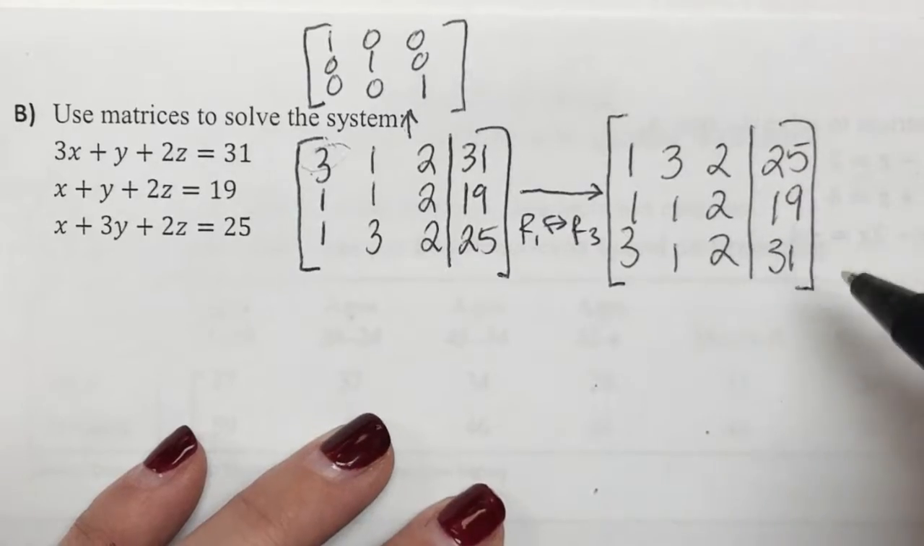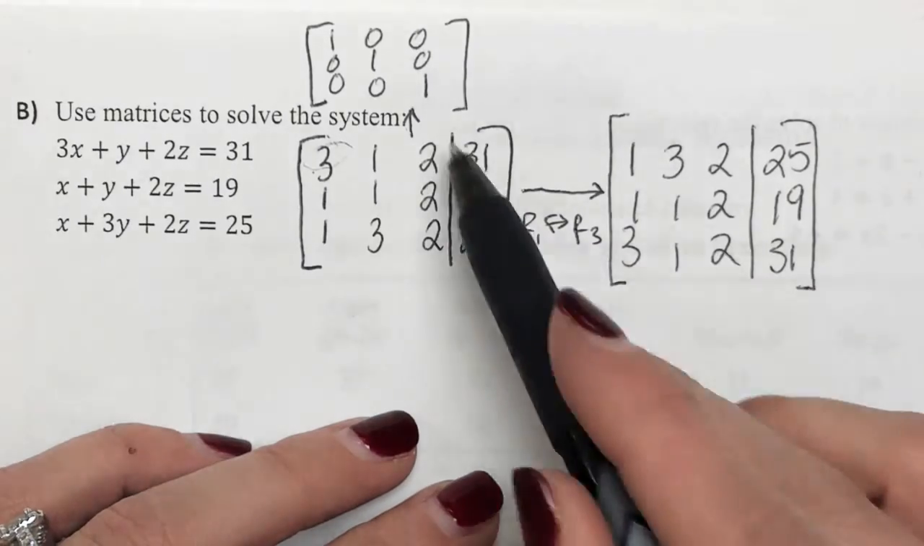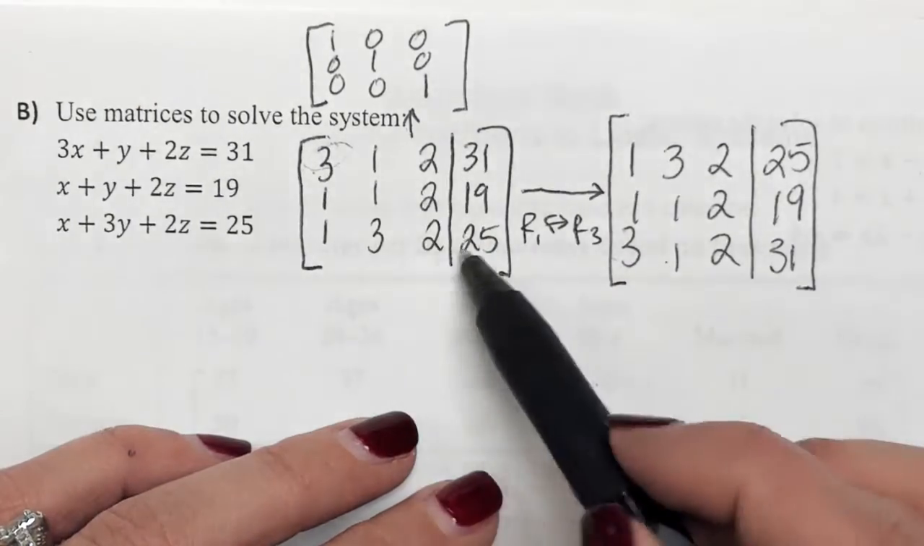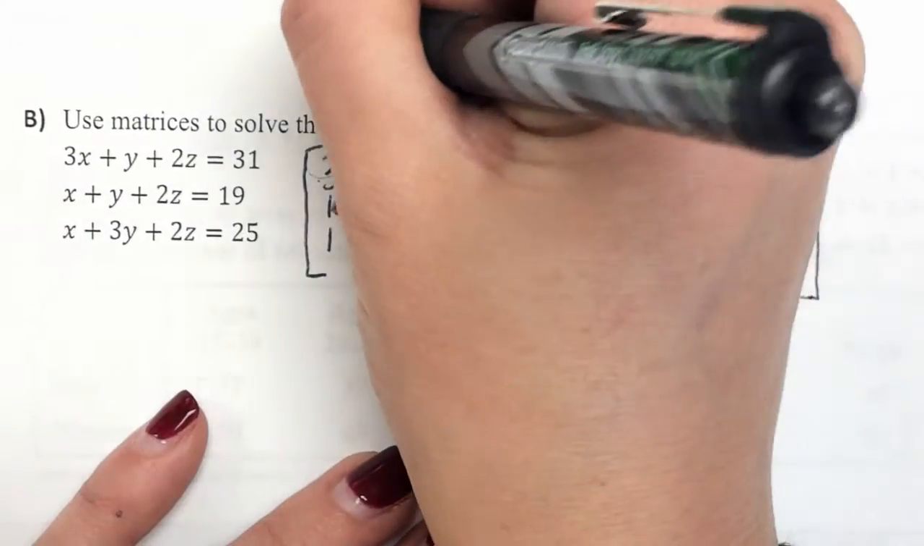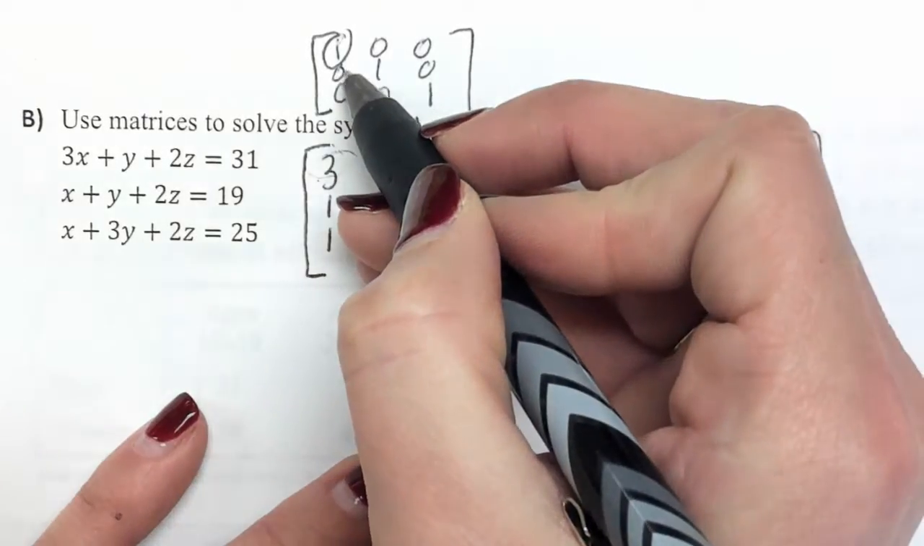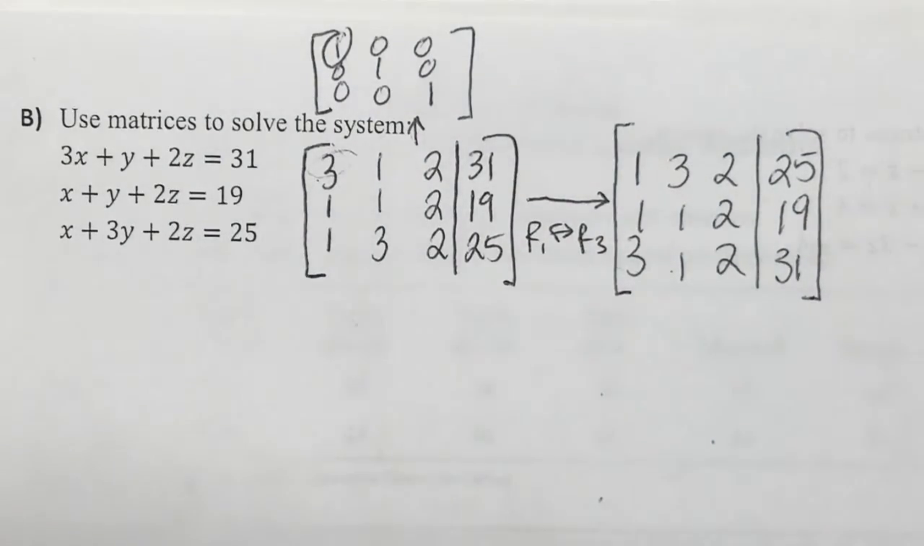So people who weren't here Friday, all we're doing is swapping all the numbers that were in row 1, putting it in row 3, swapping all these numbers, putting it up here, because we want a 1 to be in this spot. So we've taken care of that one. I'm going to circle it, because we've taken care of it.